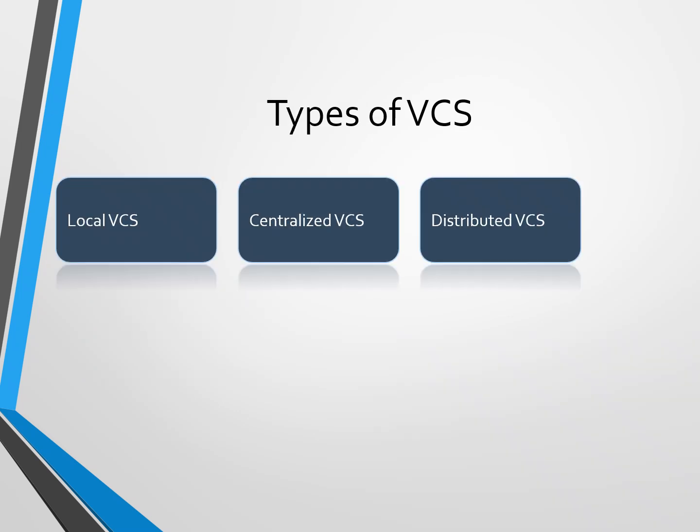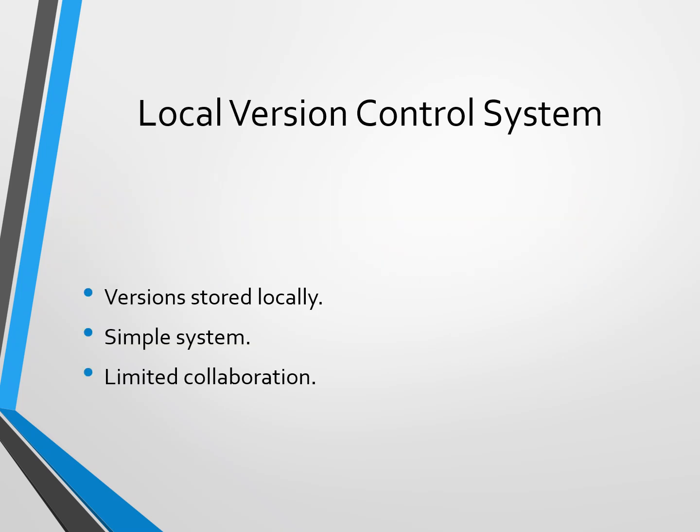Types of VCS. There are three types of VCS, which are local VCS, centralized VCS, and distributed VCS. So the first one, local version control system. Versions are stored locally, simple systems, limited collaboration. In a local version control system, all versions are stored on the same computer. It is simple but unsafe. Example: saving files as project_v1, project_v2 on your laptop.